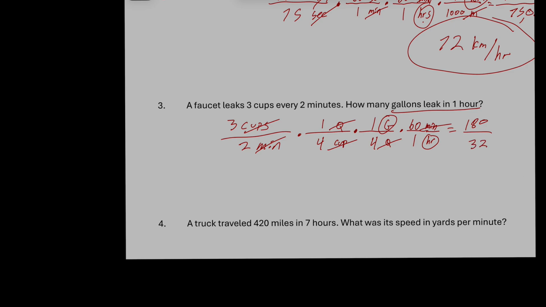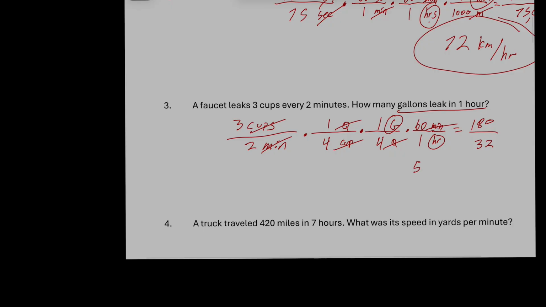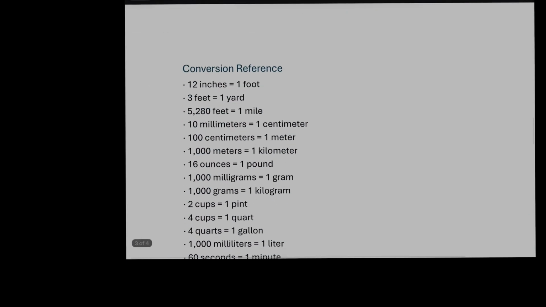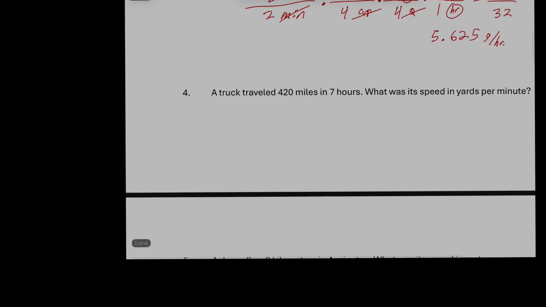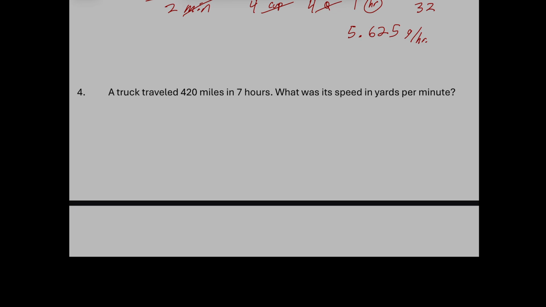And when I take my calculator and go 180 divided by 32, I'm going to get 5.625 gallons per hour. Okay, just check that because we haven't had many decimal answers, so I want to make sure I got this one right. 5.625. Look at that. Hey, I should do some videos on this.